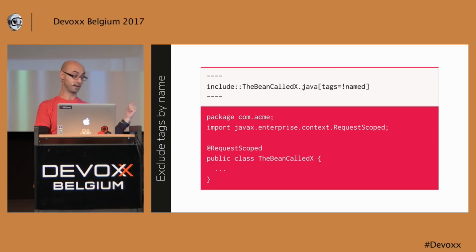Also, you can exclude by name. So you can say everything that is between name, just take it out. So in this case, you see that there is no name and there is no import.